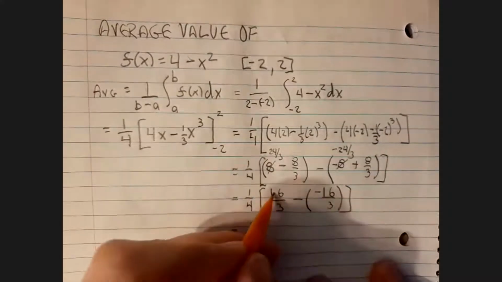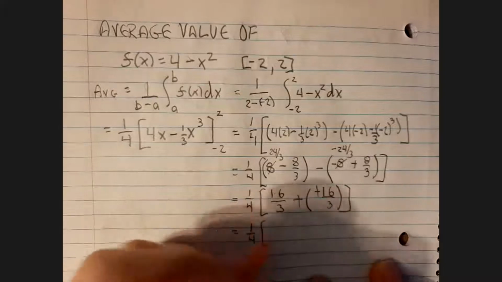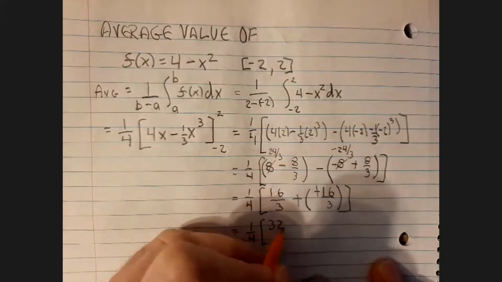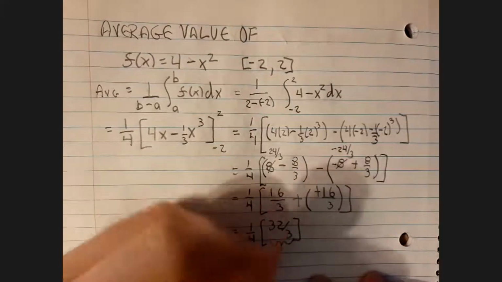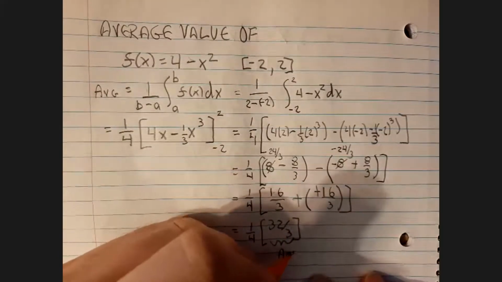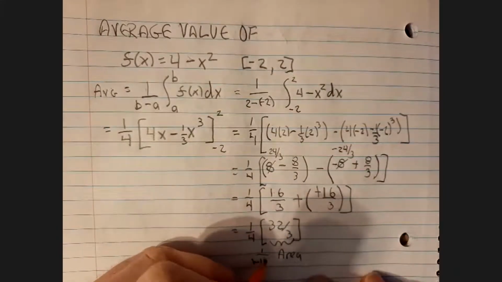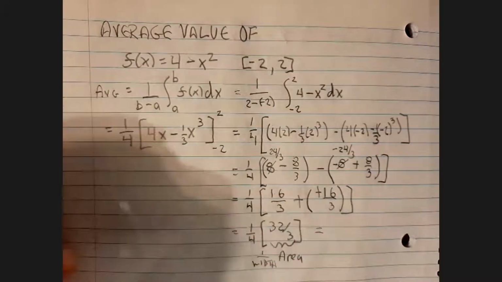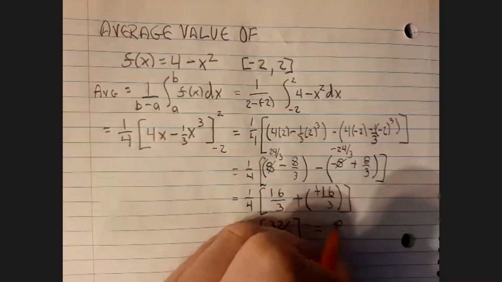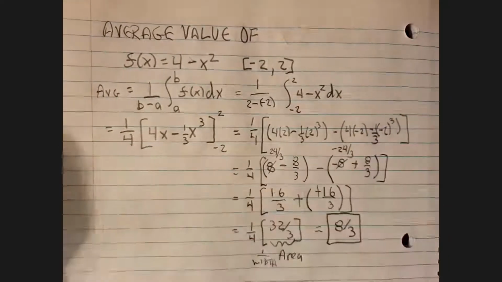And so 16 thirds minus -16 thirds, subtract the negative, you add, and you would get 32 thirds. Now this 32 thirds represents the area, and the 1/4 is the width. This is what we're actually calculating. When you multiply that together, you would get 8 thirds, and that is the average value of our function.